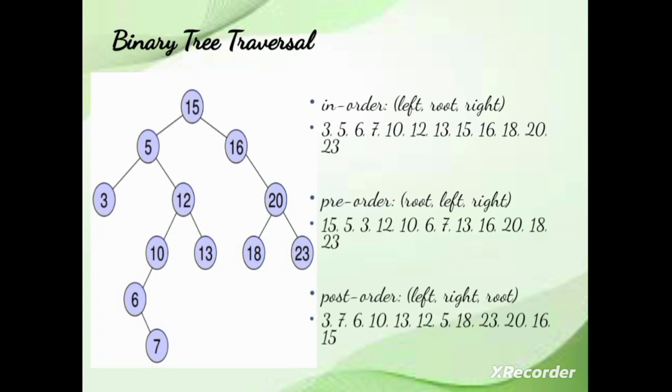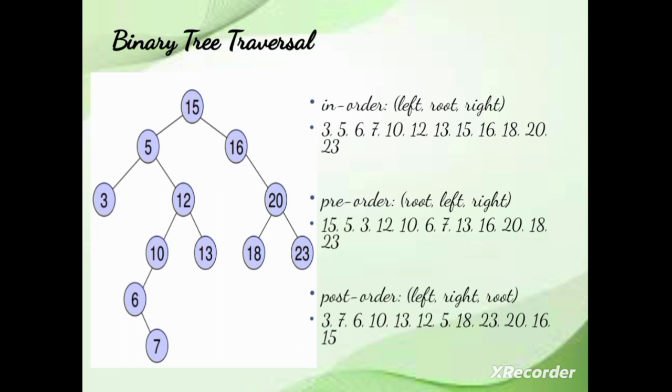Binary tree traversal examples. In-order traversal, left, root, right. Sequence 3, 5, 6, 7, 10, 12, 13, 15, 16, 18, 20, and 23. In the in-order traversal, each subtree's left branch is printed before its root, and then the right branch is printed. The result is a sorted sequence in ascending order, typically for binary search trees.